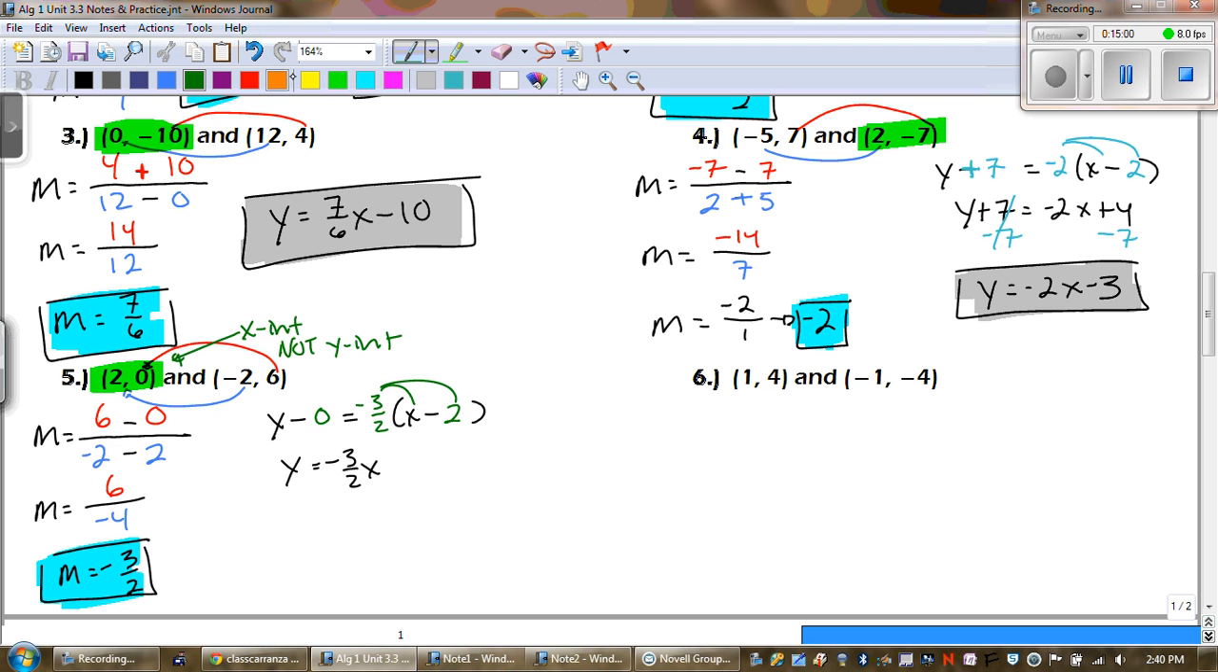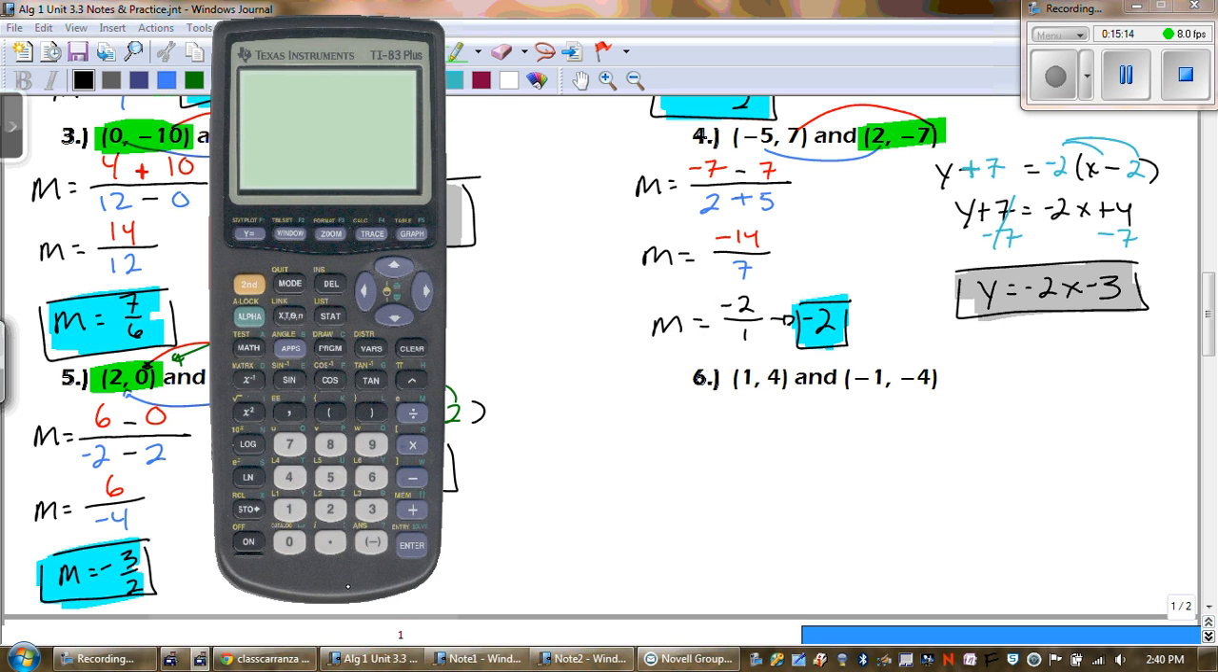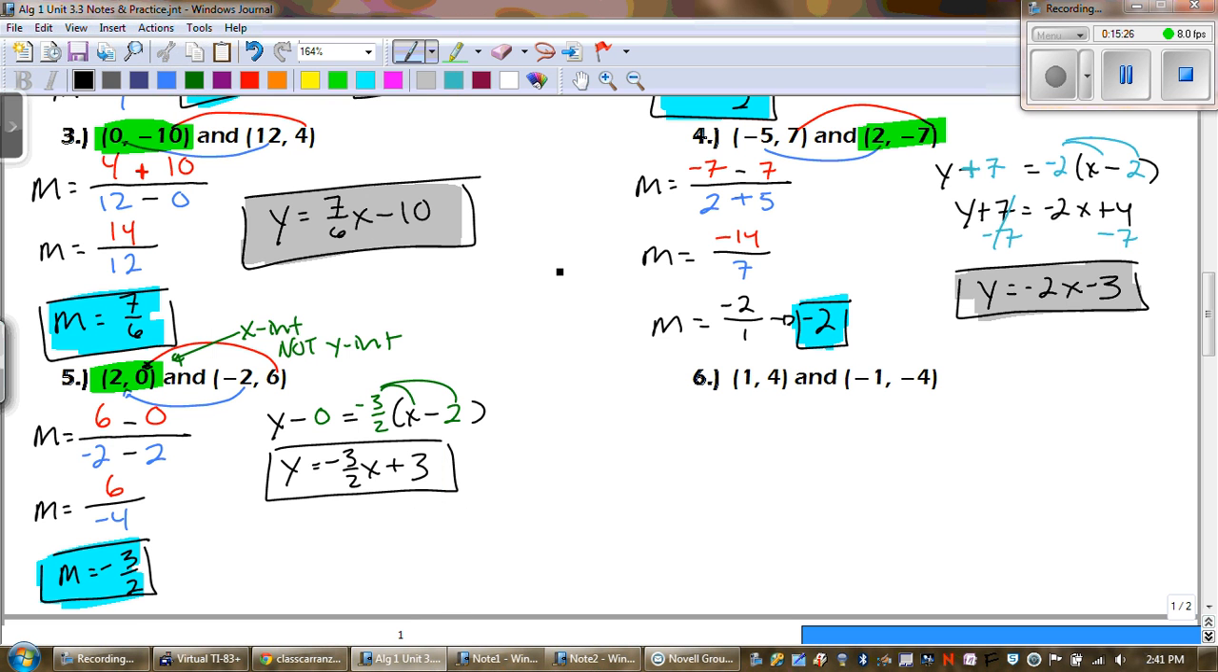negative 3 over 2 times negative 2. When you plug that into your calculator, you should be getting a positive 3. And just remember, depending on your calculator, I would always put negative 3 over 2 inside the parentheses, and then times it by negative 2, you get a positive 3. So that's our last answer. Okay, number 6, sorry, one more.